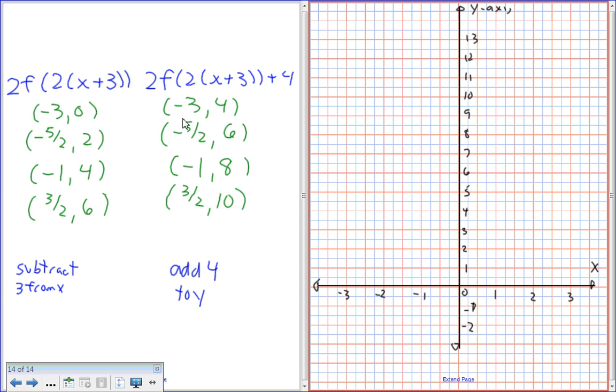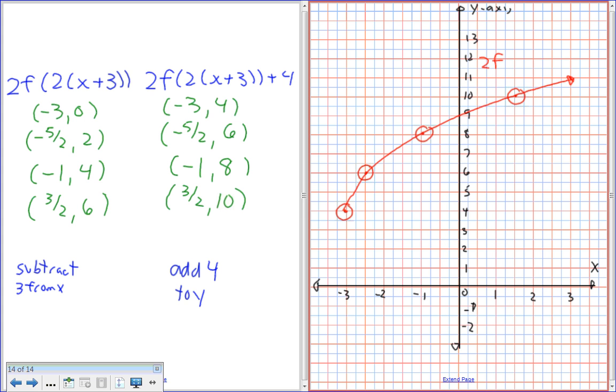-3 and 4 is going to be up here someplace. -5 over 2 and 6 is going to be here someplace. -1 and 8 is going to be way up here someplace. And 3 over 2 and 10 is going to be here someplace. We okay on that? Right there? We're just going to connect the dots. Sort of like this. And the graph is just going to go over in that direction.